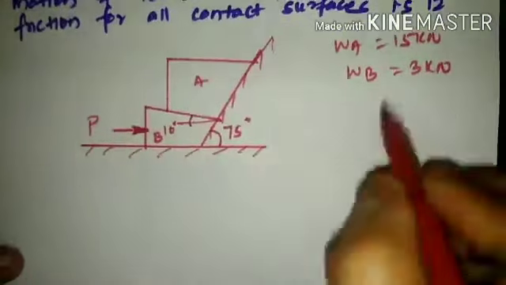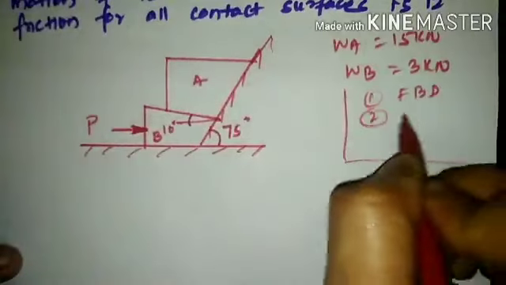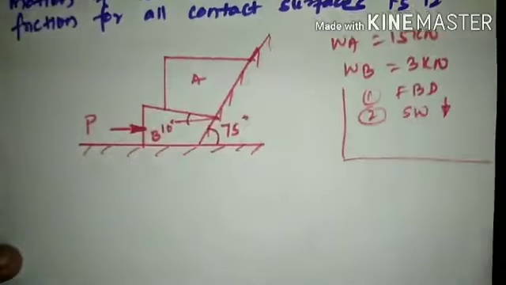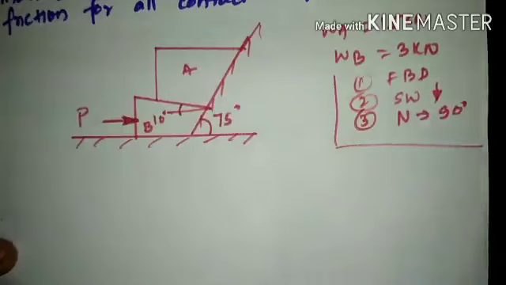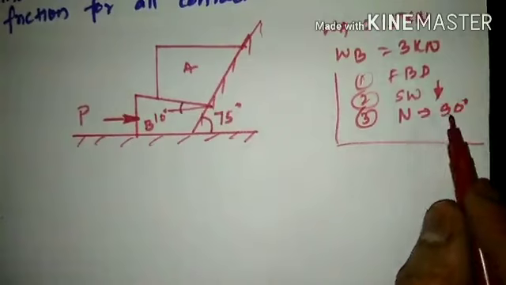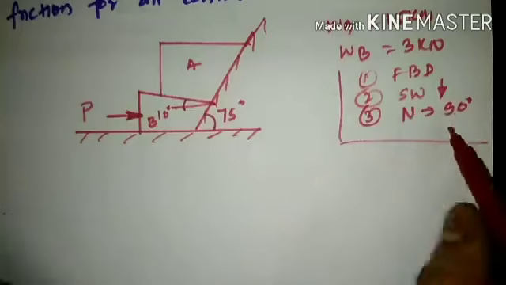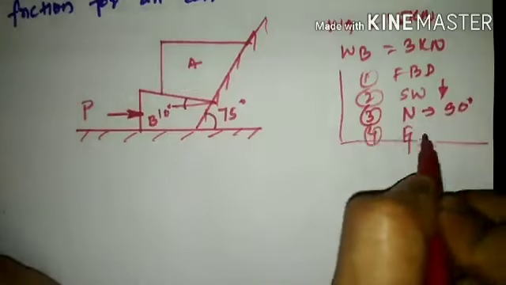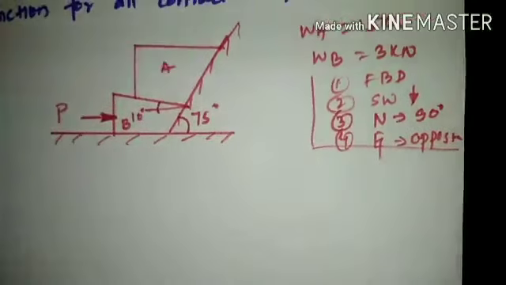A few things that we need to remember here: first, we need to draw the free body diagram. Next, we need to consider self-weight always to be in the vertically downward direction. Then normal reaction will always be perpendicular to the plane of contact. This point is very important whenever we draw the free body diagram. Then frictional force will always be opposite to the movement of the body. Whichever direction the body tends to move, opposite to that direction, frictional force will be applied.